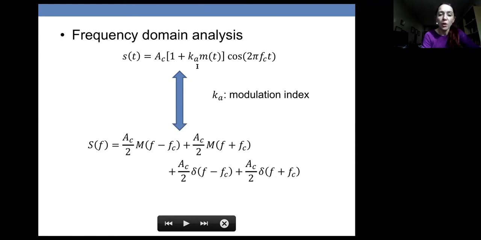Now when we convert to frequency domain, we have the original double sideband spectrum plus the delta functions, the impulses at Fc and negative Fc. Any questions? Is this okay?